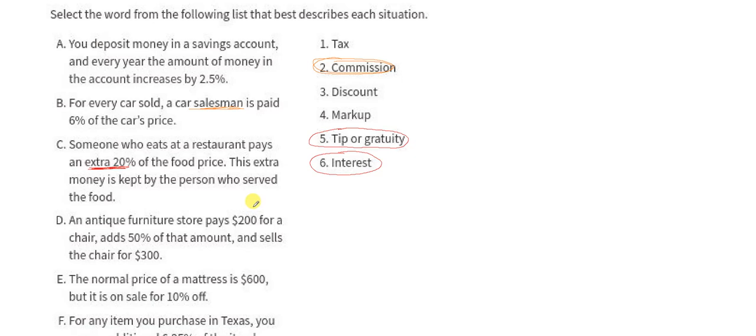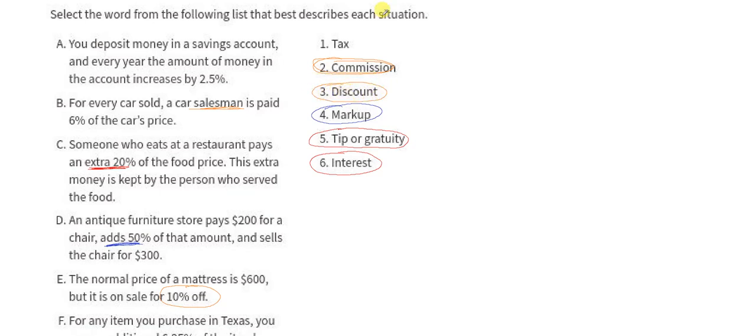An antique furniture store pays $200 for a chair. They add 50% of that amount and they sell it for more. Places do this. It's called a markup, to make sure that they add a percentage so when they sell it, they can make a profit. So that's a markup. And the normal price of a mattress is $600, but you find it on sale for 10% off. You have discovered yourself a nice little discount. 10% off. Those are discounts.